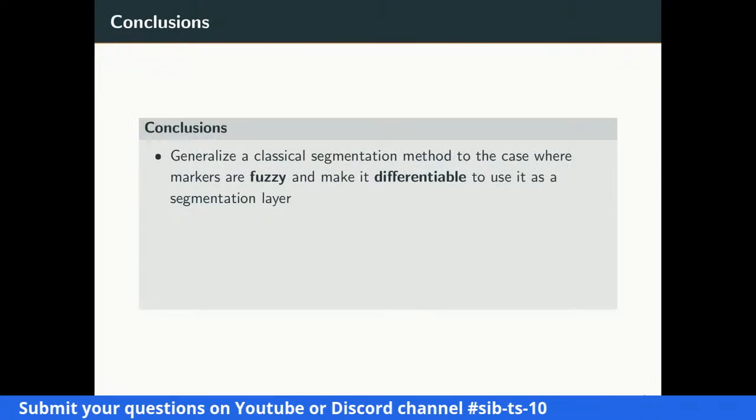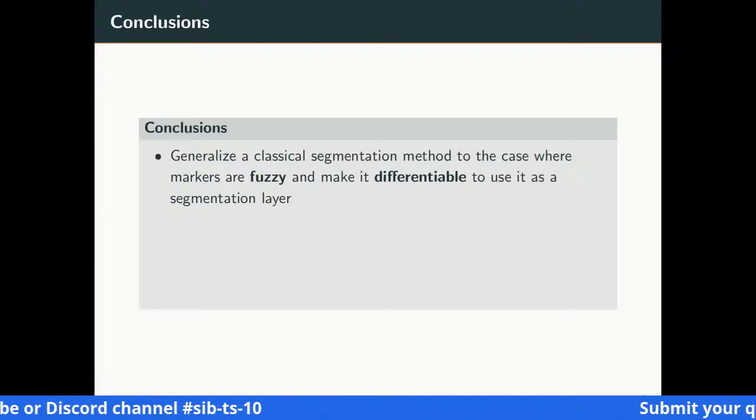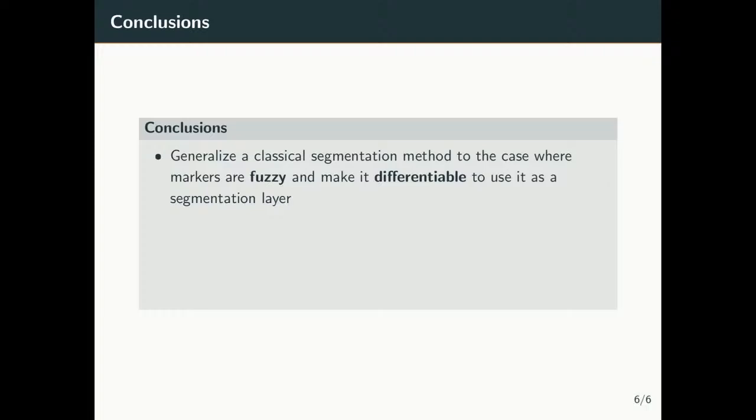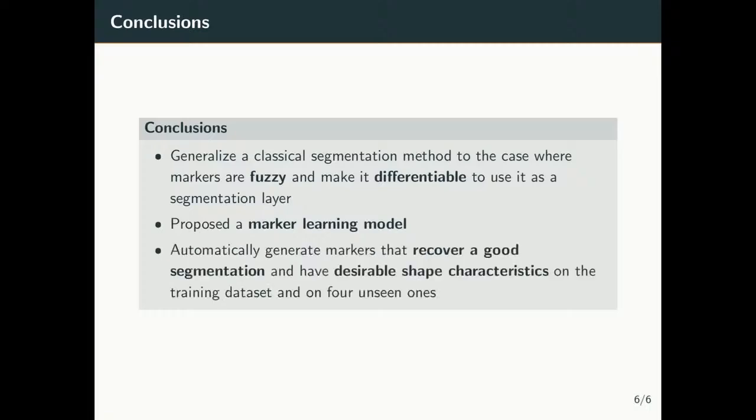Some conclusions and contributions of this work: we generalize a classical segmentation method to the case where markers are fuzzy and make it differentiable to create our segmentation layer that we use in our network. We create the marker learning model using this segmentation layer combined with neural networks. And we show that by using this marker learning model, we can automatically generate markers that are able to recover a good segmentation and have desirable shape characteristics on the training dataset and on four unseen ones.